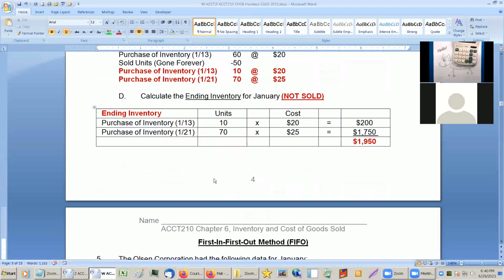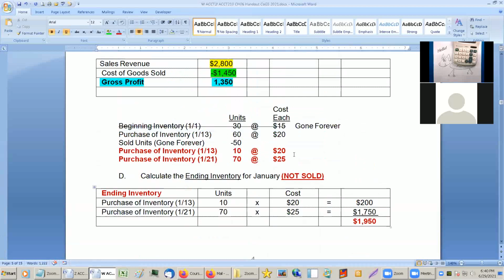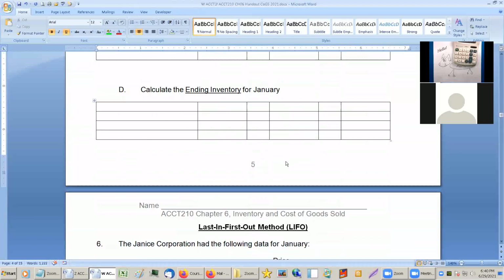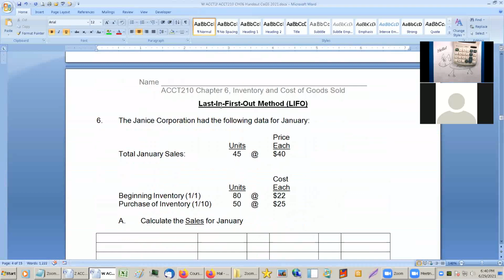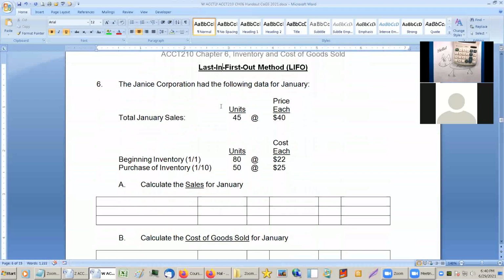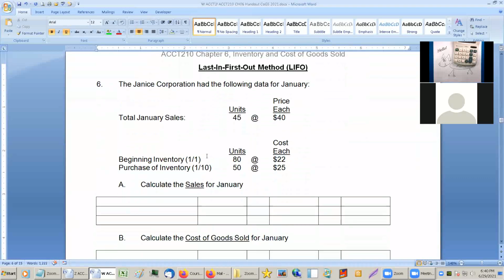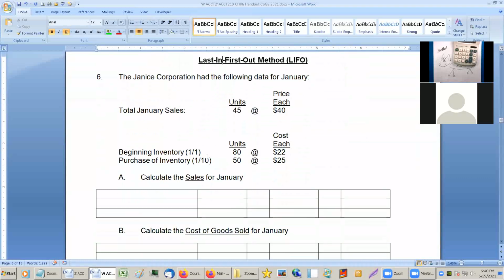Okay, Nick, you're probably okay with this, right? Yeah, I'm good. Okay, now let's jump to LIFO. Let's go to page number 6. Well, we'll probably end up doing those next class. We'll see though. But LIFO is an odd one. Yeah. I'll tell you why it's odd.